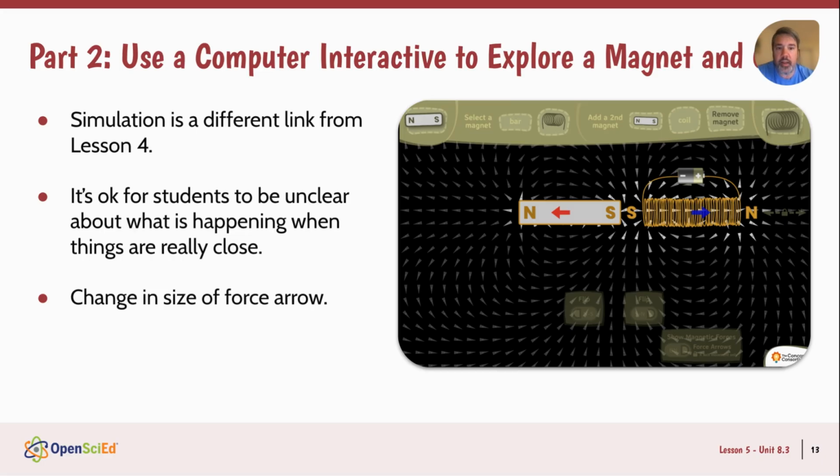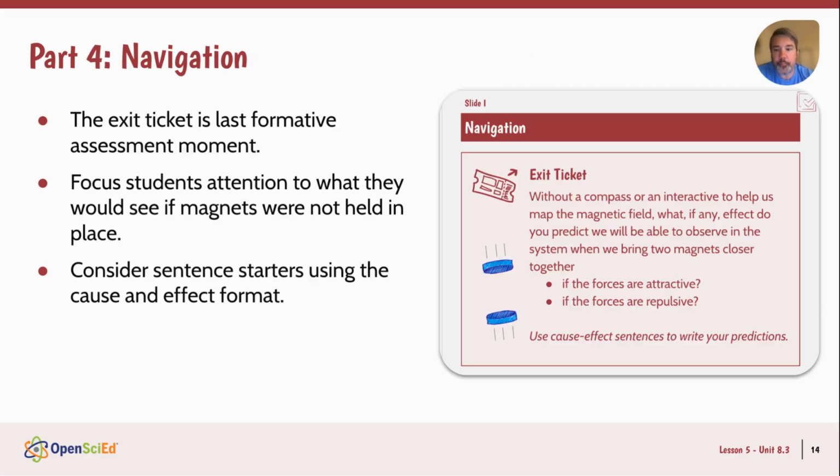As we said before, it's okay for the students to be a little bit unclear as to what's happening with the field lines when things get really close. If your students have not done 8.1 or have not worked with this idea of the force arrow and the changing length of it, you may need to do a little bit of scaffolding there. Let them play around with it. Ask them what they think it represents, why it gets larger, and then document that on your class consensus model. If your students have done 8.1, this should be very, very familiar to them.